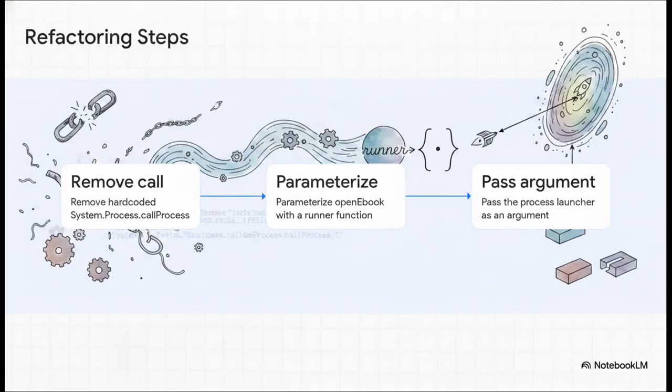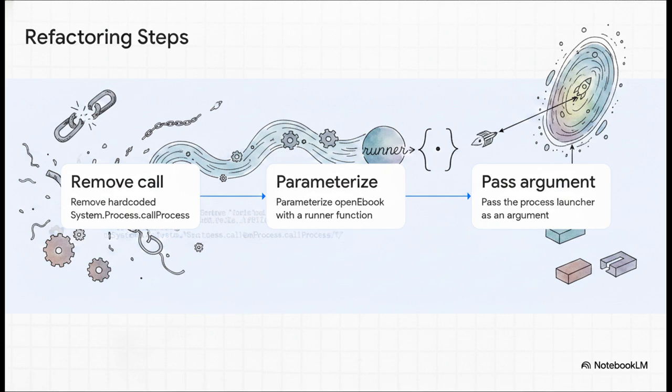So the solution takes 3 distinct steps. Remove the hard-coded call process, parameterize open ebook with a runner, and finally, pass the process launcher as an argument. How did Ang actually solve this? Well, definitely not by trying to hack GUI tools onto a headless server. Actually, scratch that. That would be a total nightmare. Instead, the fix involves fundamentally rethinking the function's design.